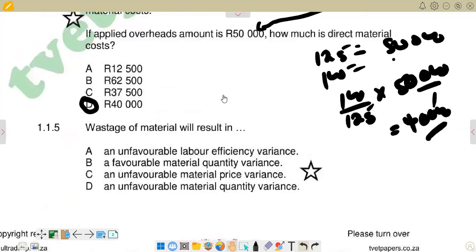Waste of material obviously is going to be a negative position, and it leads to an unfavorable material quantity variance. Since more of the materials are used, we are going to have actual material use being greater than the standard material, or the expected material that we are expecting to use. So it's an unfavorable position. So this is what we have in terms of 1.1.5.